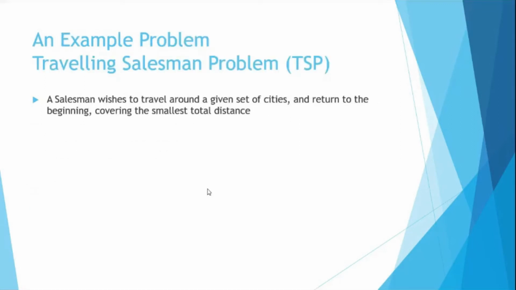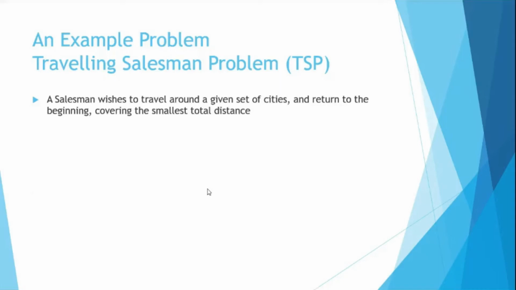So let us consider an example problem, how a particular problem is stated, so that we can discuss how a particular chromosome can be represented. This is the most popular problem in evolutionary computation, as well as in combinatorial optimization: the traveling salesman problem. The traveling salesman problem is actually very simple.